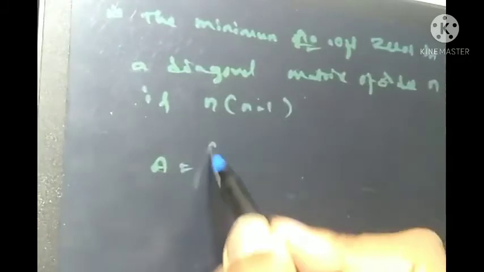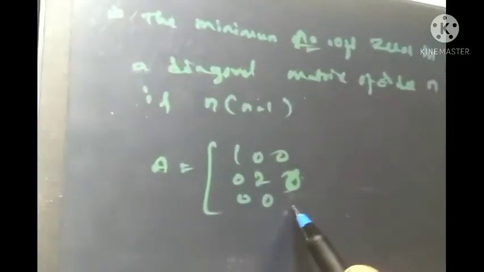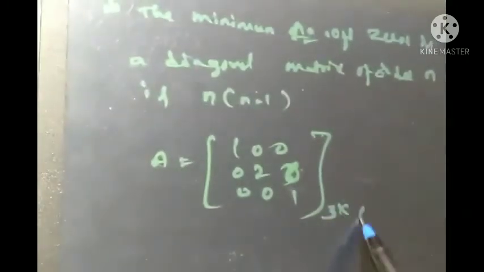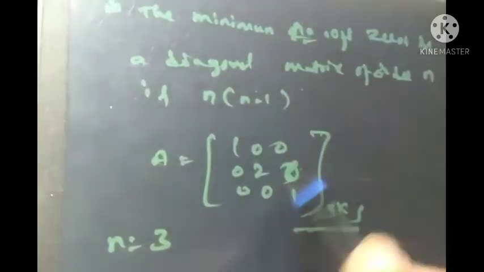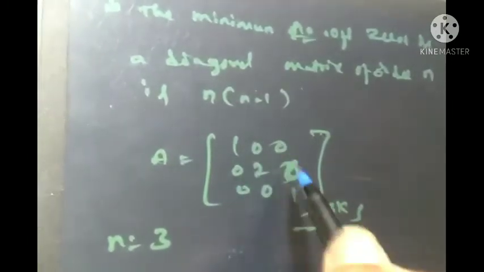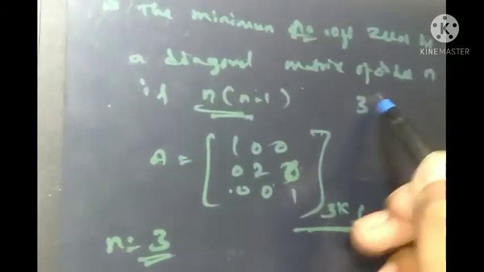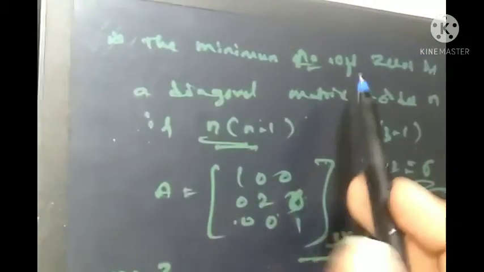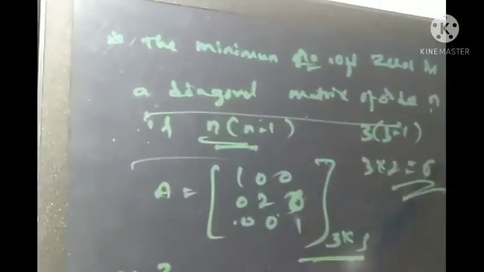Suppose we consider one matrix 1 0 0, 0 2 0, 0 0 1. This is a diagonal matrix, and this is a 3 by 3 matrix. Here order n is 3. In this matrix, how many zeros are there? 1, 2, 3, 4, 5, 6 zeros. Substitute in this formula, 3 into 3 minus 1, 3 into 2, that is 6. That means the minimum number of zeros in a diagonal matrix of order 3 is 6. This is important.